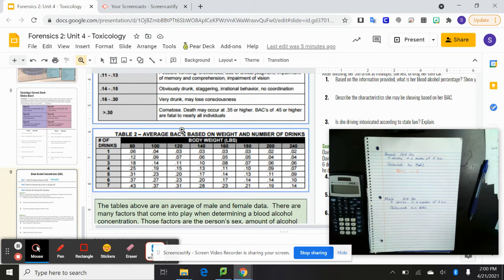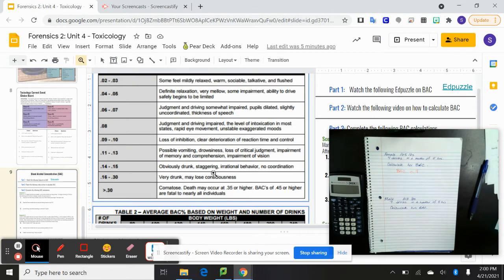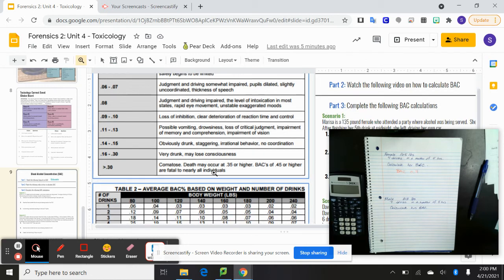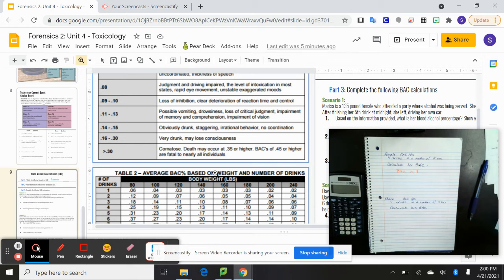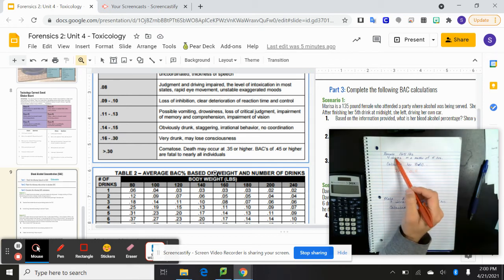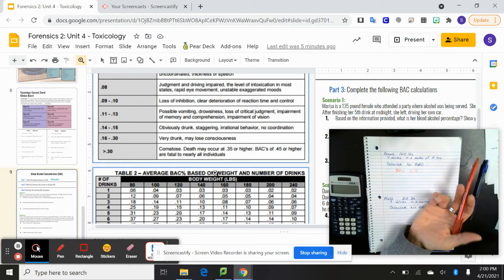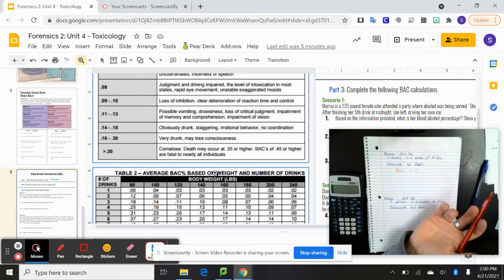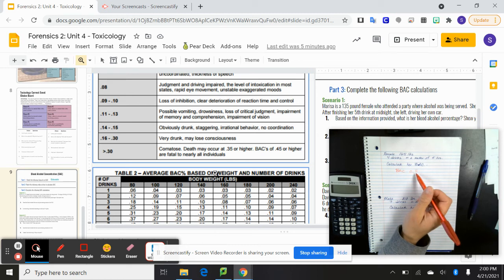If you look at the chart here: possible vomiting, drowsiness, loss of critical judgment, impairment of memory, comprehension, impairment of vision. So that's anywhere from 0.11 to 0.13. Now, that's just if they have 4 drinks, and we don't know how many hours this has gone by. If that was 4 drinks in an hour, that would be a lot, okay? Yes, that person would be fairly intoxicated.